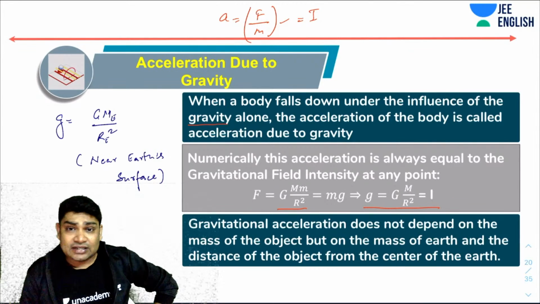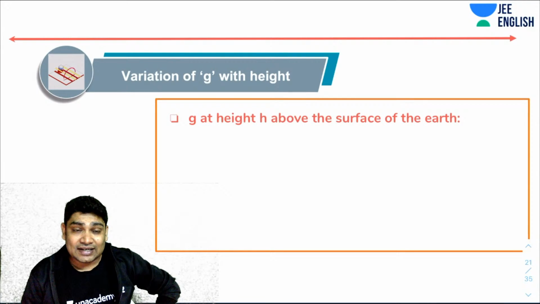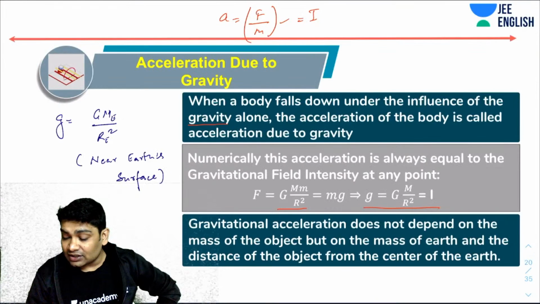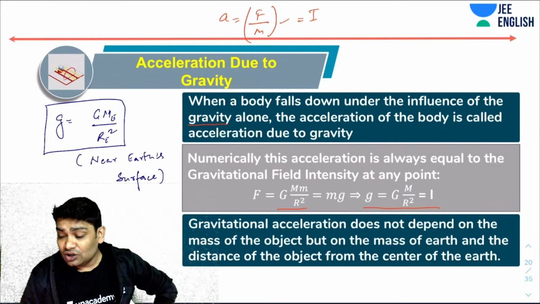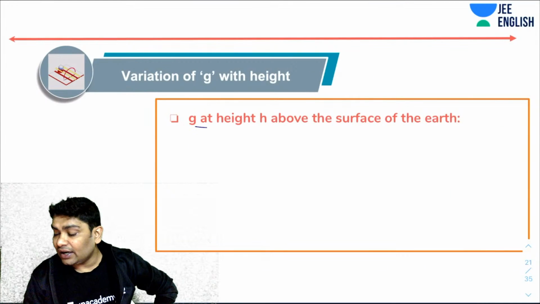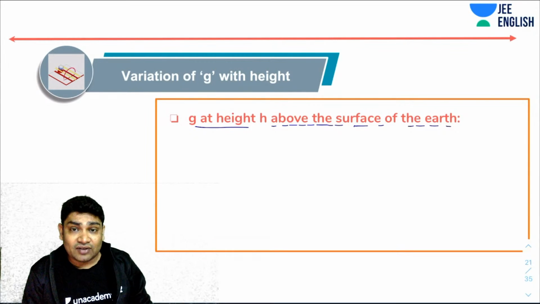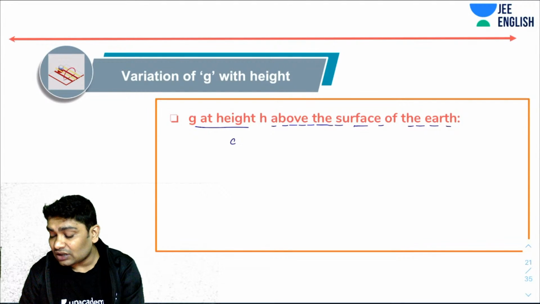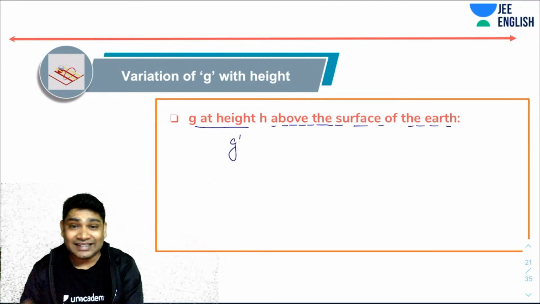Okay. Now let's talk about the acceleration due to gravity. So as I said, near the surface, the equation takes this form. So how about the variation in the acceleration due to gravity with different factors? We will first talk about g at a height h above the surface of the Earth. If I go above the surface of the Earth, then what is the value of g going to be? How is it going to change? So I know the value of g, which I will call g dash. Okay, g we usually refer to as the acceleration due to gravity at the surface itself.